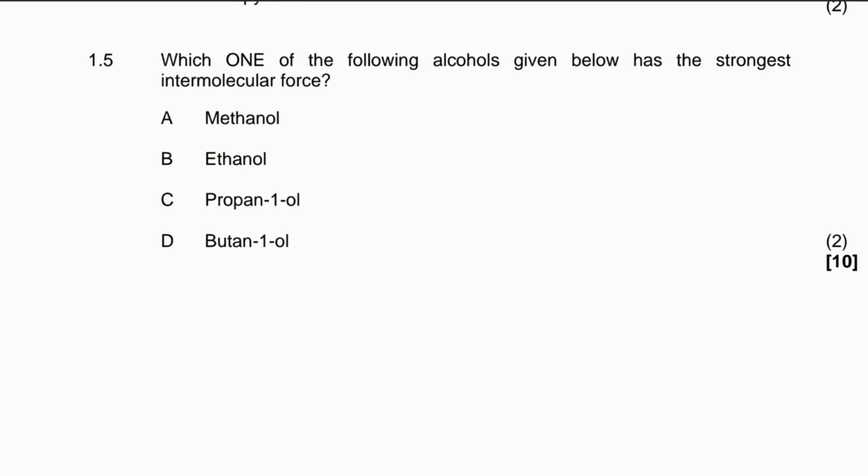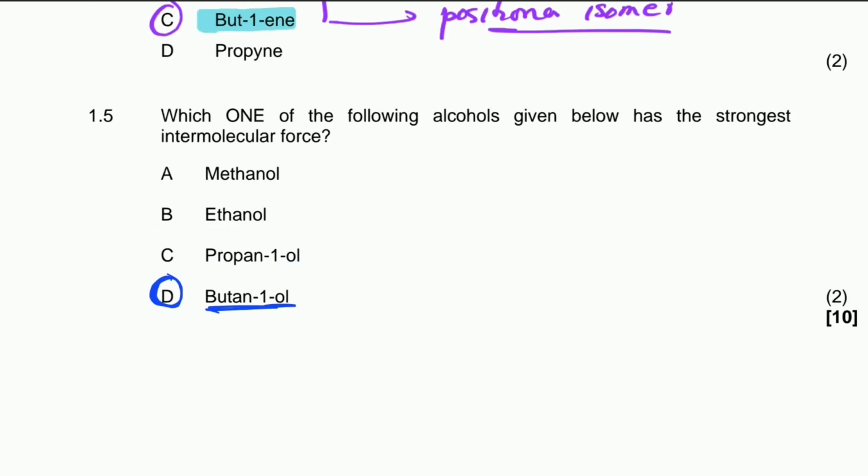And the last multiple choice is: which one of the following alcohols given below has the strongest intermolecular force? This one is quite simple. You can see that they're starting from 1 carbon, 2 carbon, 3, and 4. So the longer the chain, the stronger the intermolecular forces will be, because it has a greater surface area and more sites for London forces. So thank you guys, this is question 1.5.